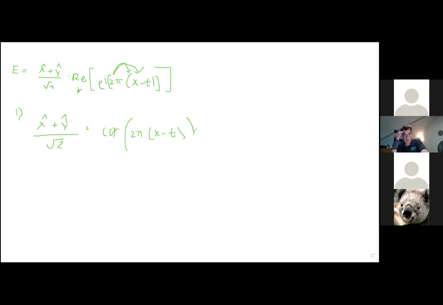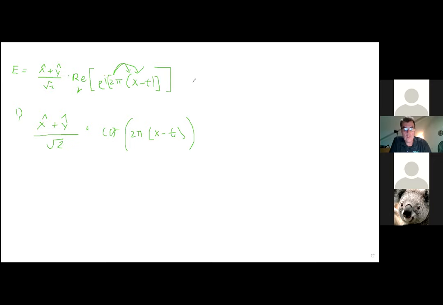Well, I don't know if this is worth it for you or not, but I like to split that up usually. So I have e^(i2πx) times e^(−i2πt). And the reason I do that is because the time part will tell me how big the amplitude will be. So it's going to be at the biggest peak at that time.